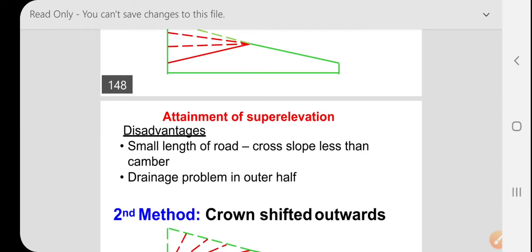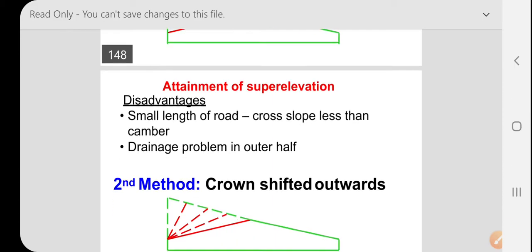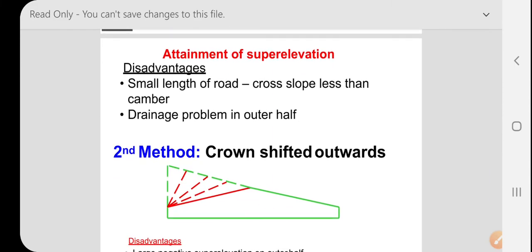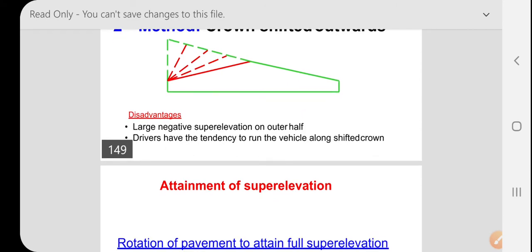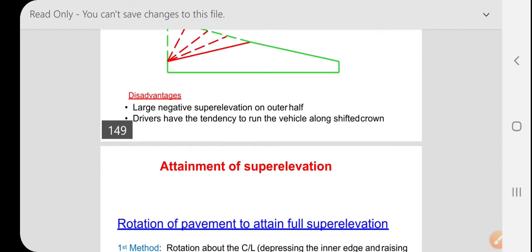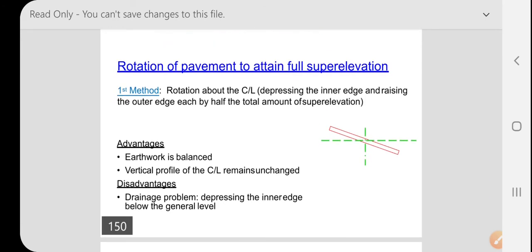Disadvantage. What is the disadvantage? Small length of the road or cross slope less than the camber, and drainage problem on the outer half. For the second method, disadvantages are large negative super elevation on the outer half. Drivers have a tendency to run the vehicle along the shifted crown.